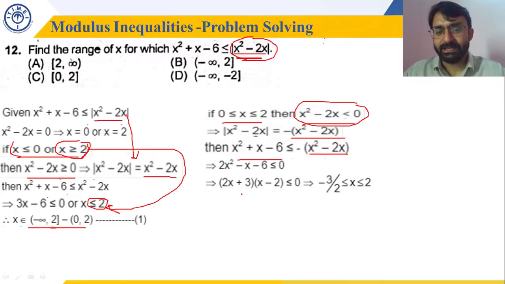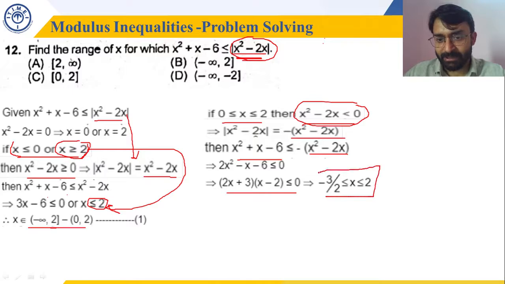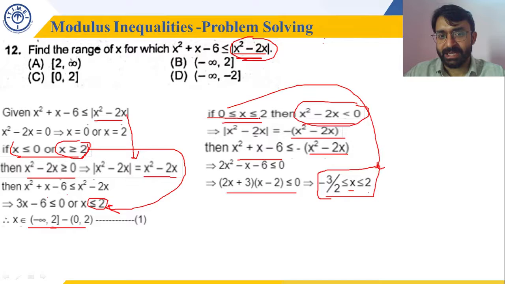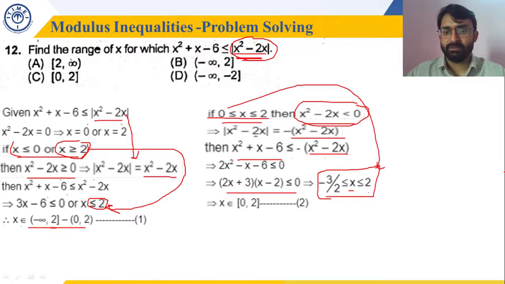Now if you factorize it, 2x plus 3 into x minus 2 is less than 0, and whenever there is a less than sign in a quadratic equation, value will lie within the interval. That means x will be more than or equal to minus 3 by 2 and less than or equal to 2. Now again we have to take common solution for both the conditions. This is my primary condition, x is greater than equal to 0 and less than equal to 2, and x is greater than minus 3 by 2 and less than equal to 2. If I take common solution, so answer has to be greater than equal to 0 and less than equal to 2. 0 and 2 both are included.